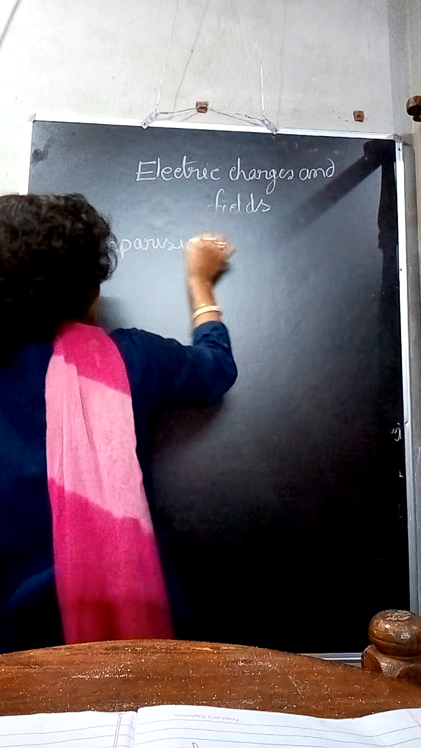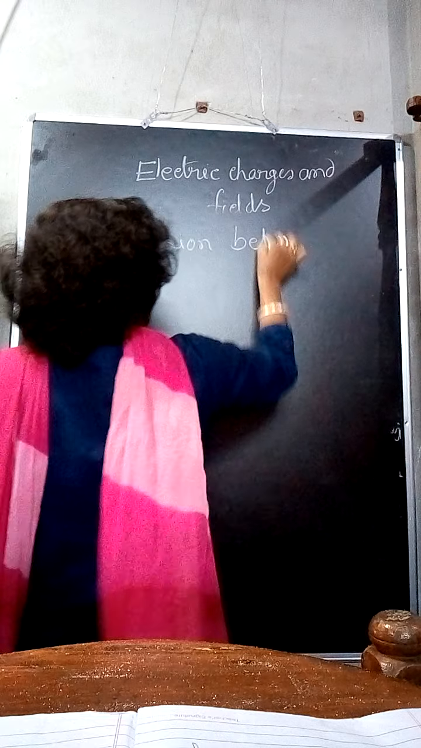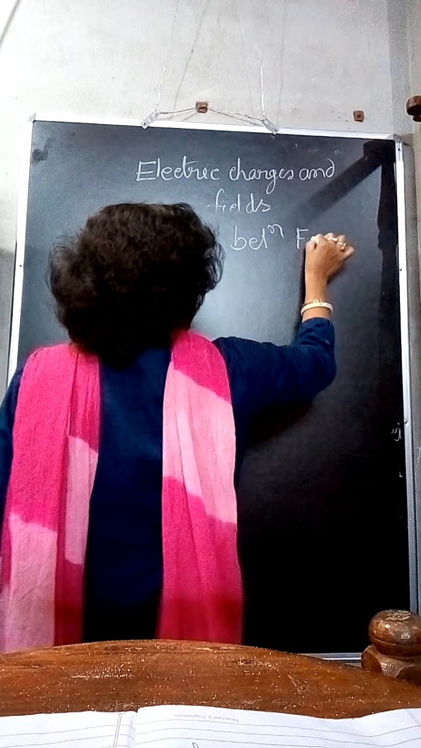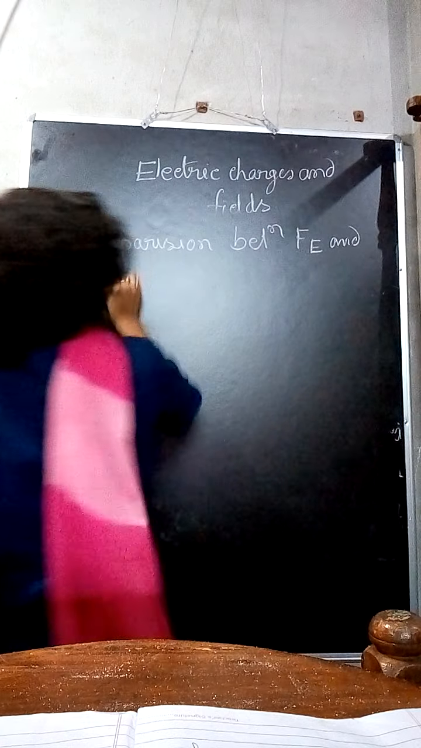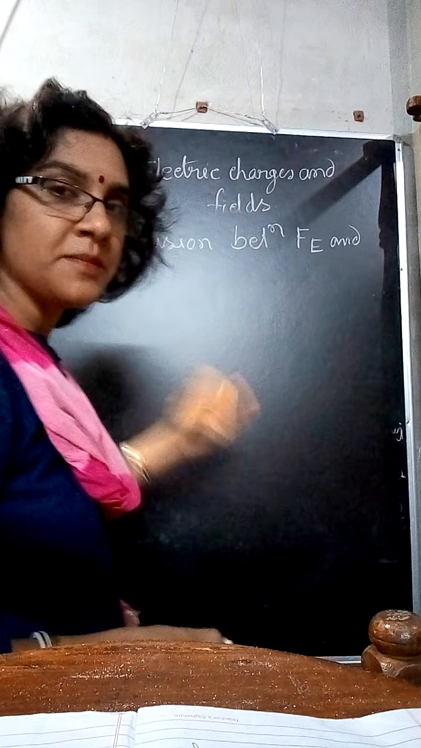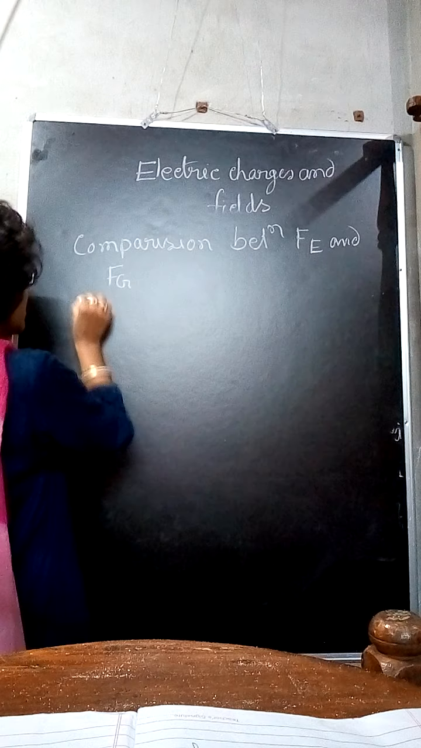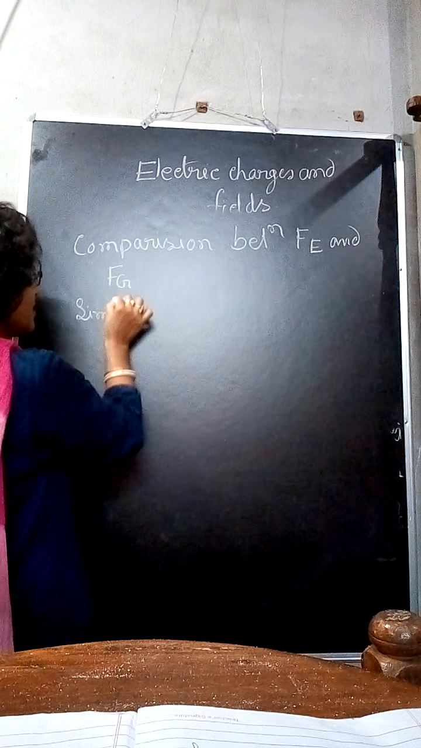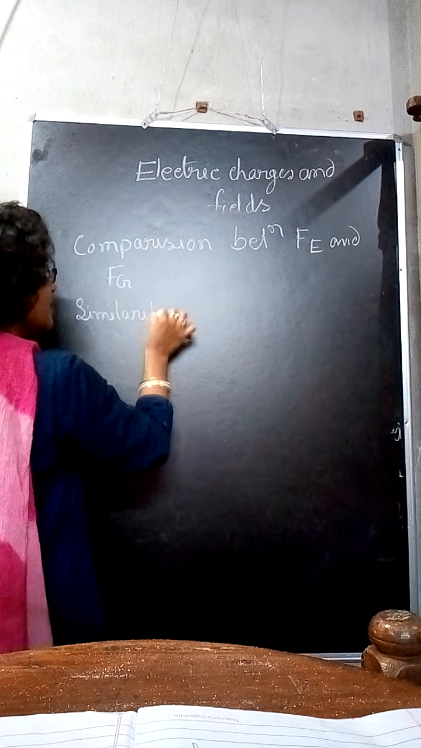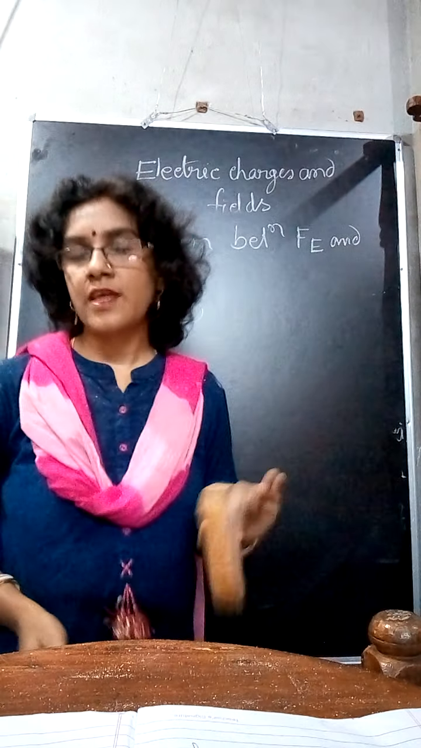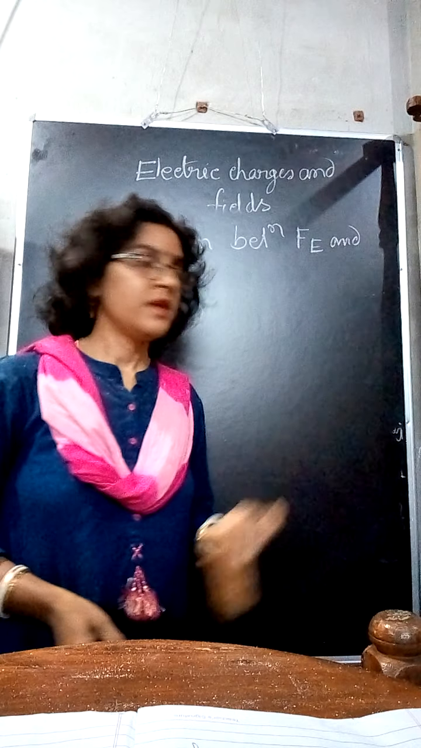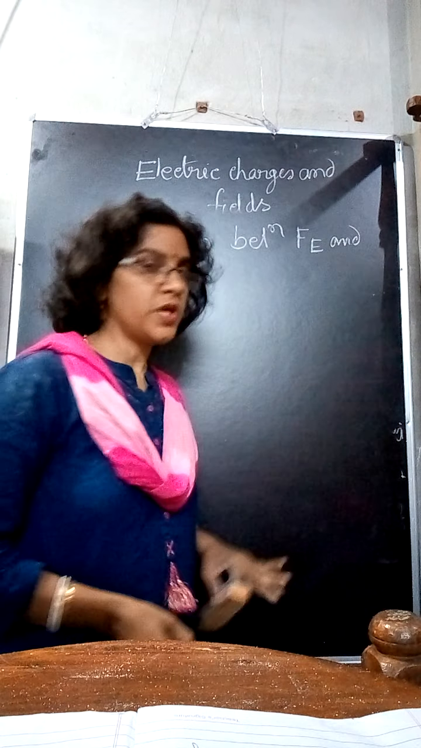Comparison between electrostatic force and gravitational force. First, see what the similarity between the two is. Similarity number one: both the forces act along the line joining the two bodies.